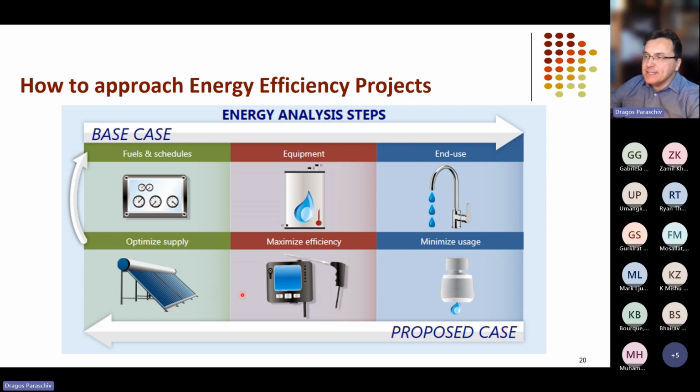So the reason for this approach here, and you see the arrow is pointed from right to left on the bottom of the screen, is because economically the financial feasibility of the project increases in this direction. End use measures tend to be the most cost-effective measures, reduction of end uses, basically avoiding waste.